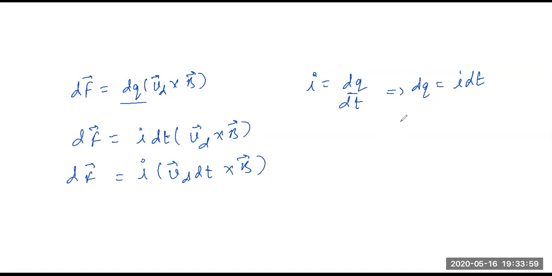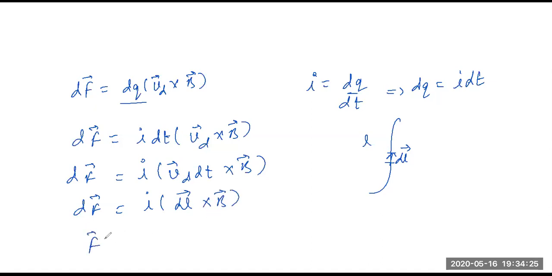Yes, sir. Now if, let's say, the complete length is L, then vd into dt will be the displacement covered in dt time. Let's say this small displacement covered in dt time is dl. Since this is velocity, that will be displacement. So dF can be written as I dl cross B. If I ask you F, it can be written as the integration of I dl cross B. Got it or not?